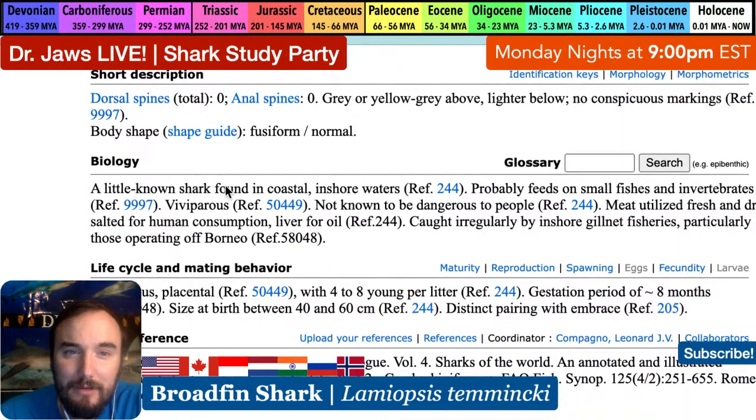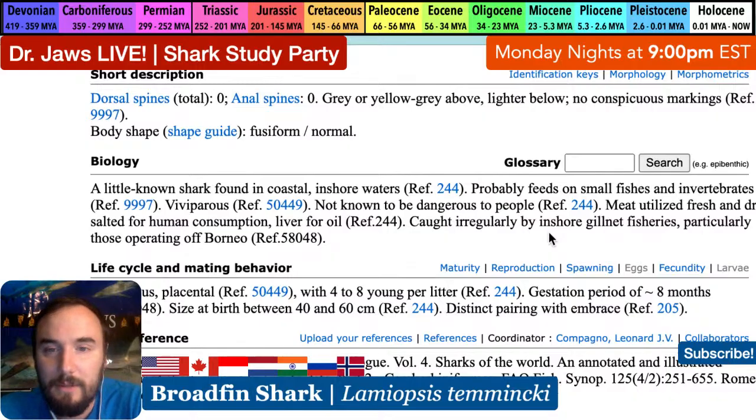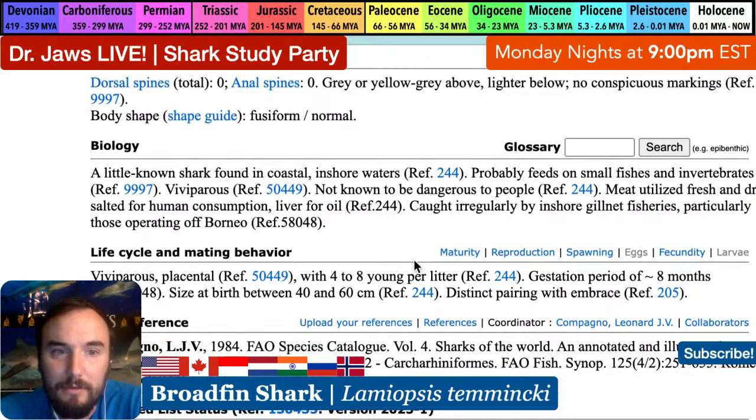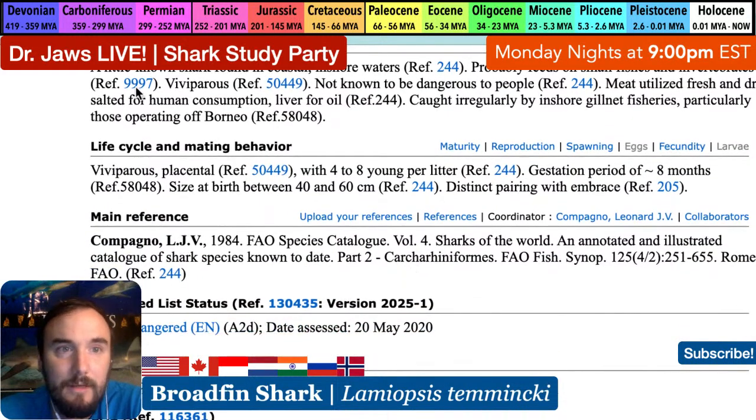Biology: it's a little-known shark found in coastal inshore waters. It probably feeds on small fishes and invertebrates. Viviparous, so live-bearing. Not known to be dangerous to people. Meat is utilized fresh, and dried and salted for human consumption. Liver is used for oil. Caught irregularly by inshore gillnet fisheries, particularly those operating off Borneo.